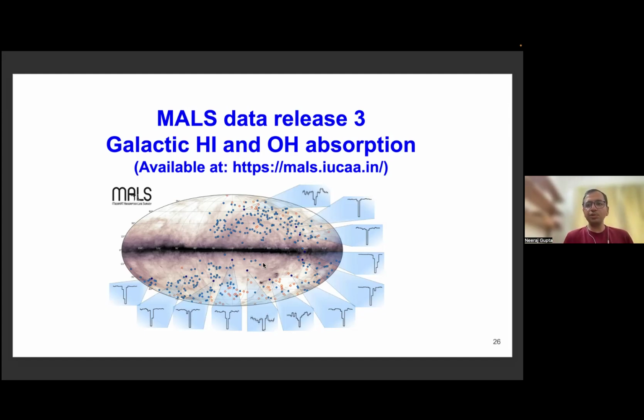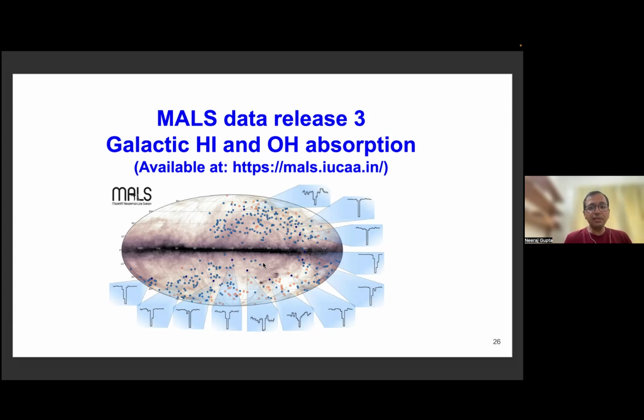And the second thing was to use these high quality data to understand the distribution of cold and warm gas in our galaxy itself, and then use this improved model to further predict whatever we will see in the external galaxies.